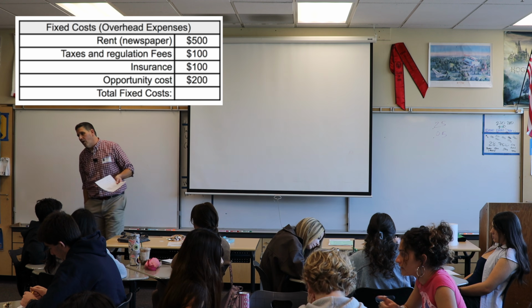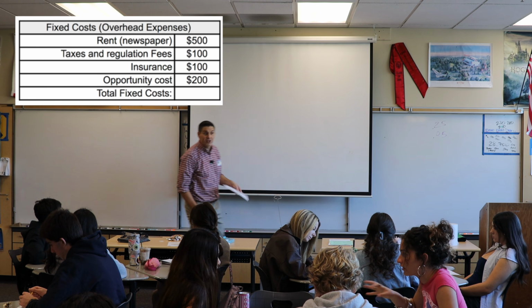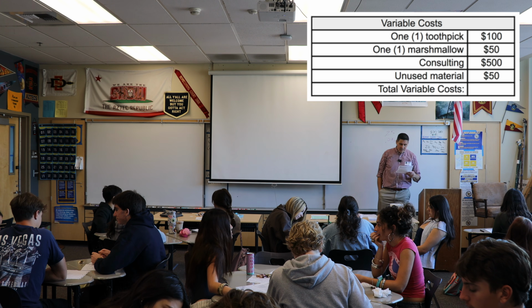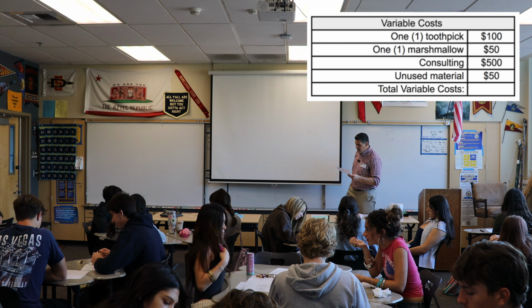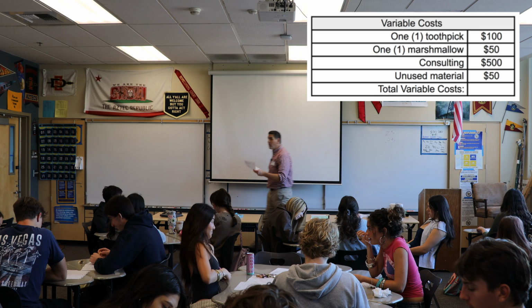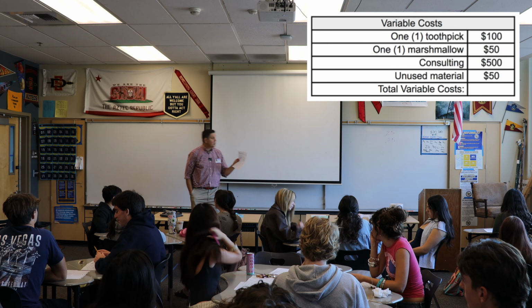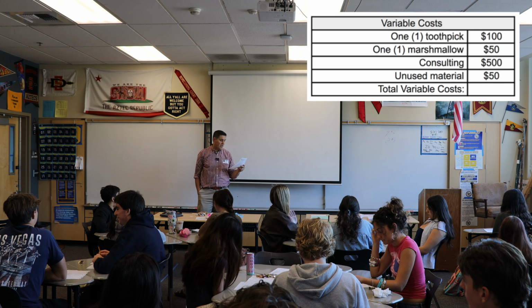Every business starts in the hole. You're $900 in loss to start before you even start building. Let's talk about variable costs. Each toothpick is $100. Each marshmallow is $50. Consulting. Before we begin, if you call me over and say, Mr. Clifford, we'd like consulting, it'll cost you $500, and I'll give you some tips and strategies.